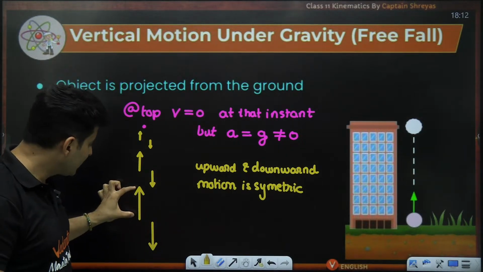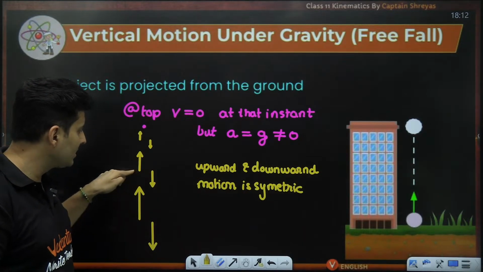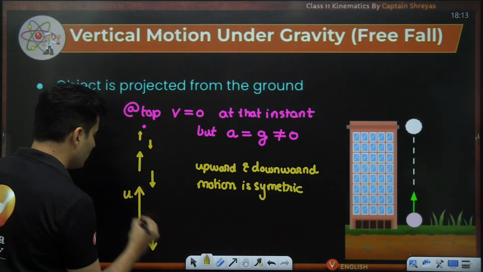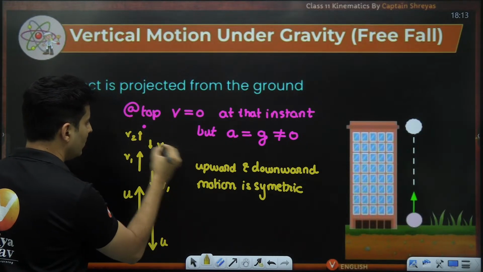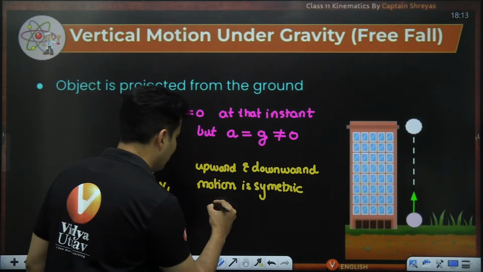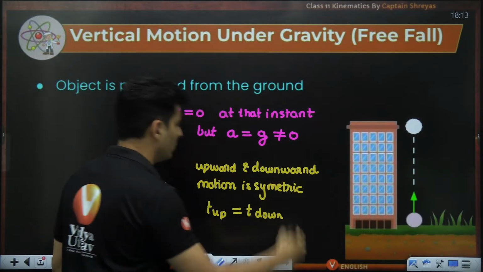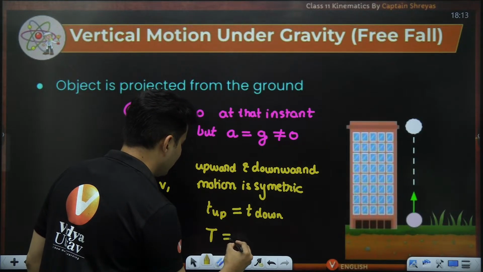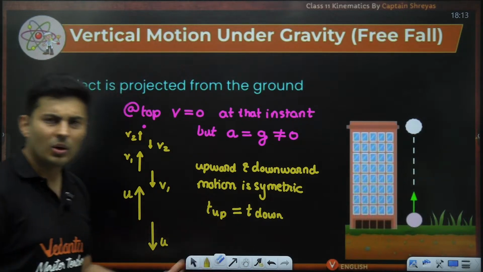Same way, if the speed was 7 here, after it comes back here, it will be 7. If the speed here was 4 meters per second, at this same level the speed will be 4 meters per second. So if this is u speed, this is also u speed. If this is v1, this is also v1. If this is v2, this is also v2. At the same height, same speeds will be there, but obviously direction will be different. And the time taken to go up is also the time taken to come down, so the total time will be 2 times the time taken to come up, or 2 times the time taken to come down. That is very obvious.